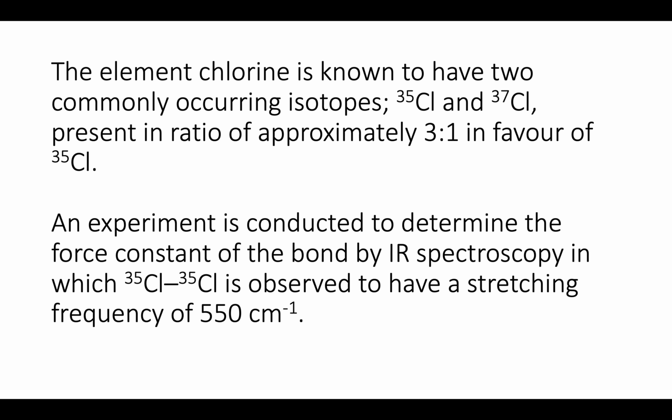The question is, the element chlorine is known to have two commonly occurring isotopes, 35Cl and 37Cl, present in a ratio of approximately 3 to 1 in favor of 35Cl. An experiment is conducted to determine the force constant of the bond by IR spectroscopy, in which 35Cl bonded to 35Cl is observed to have a stretching frequency of 550 centimeters to the minus 1.